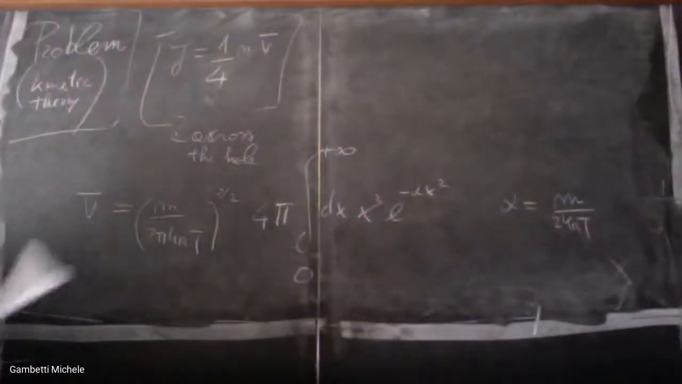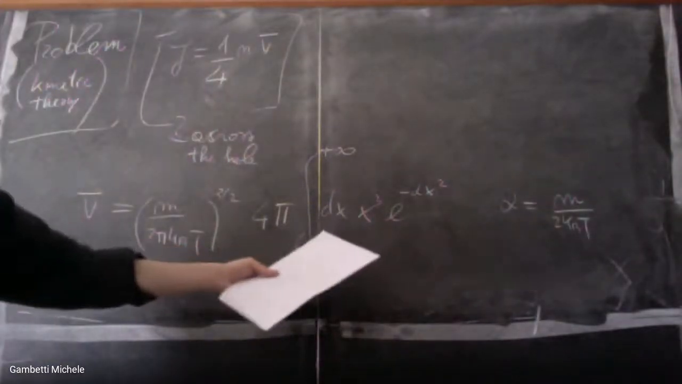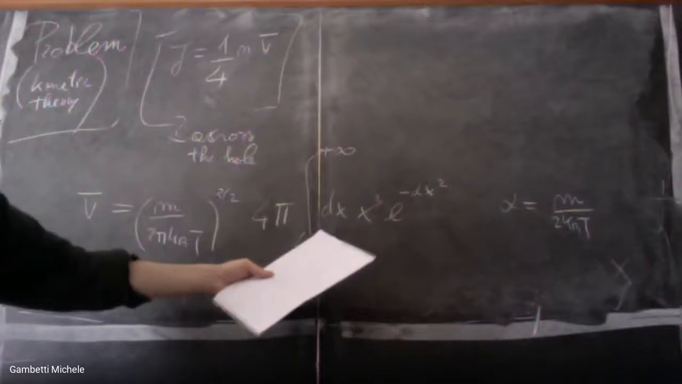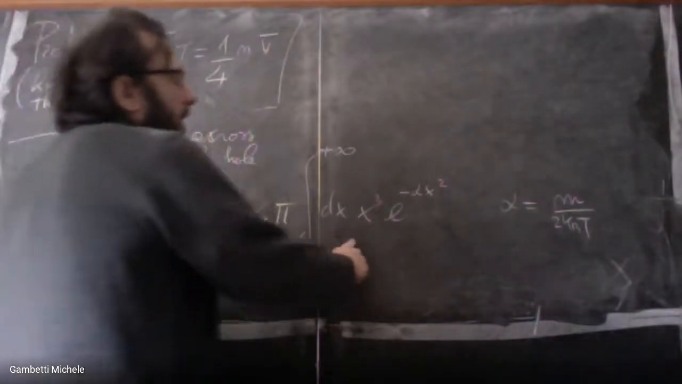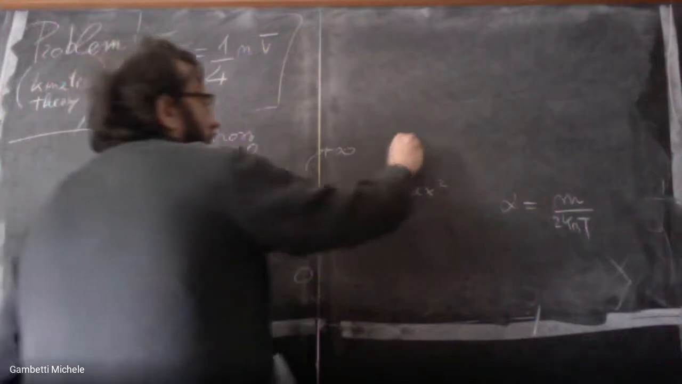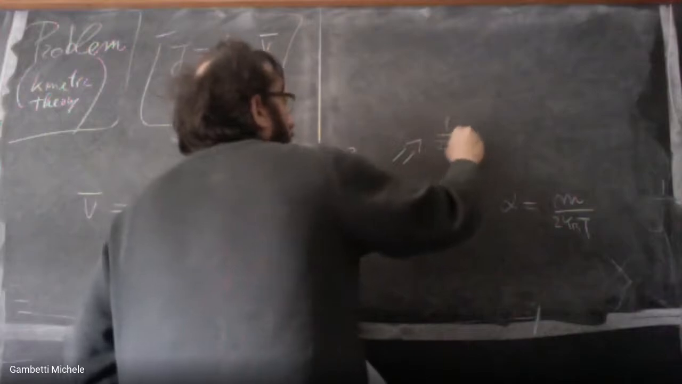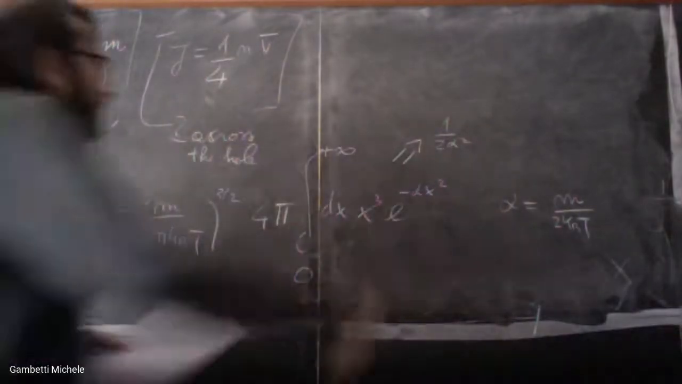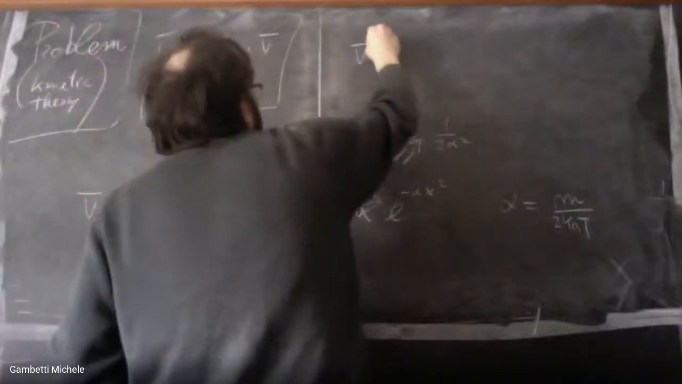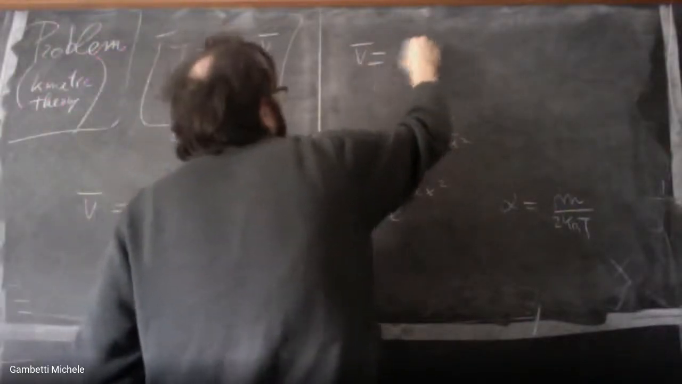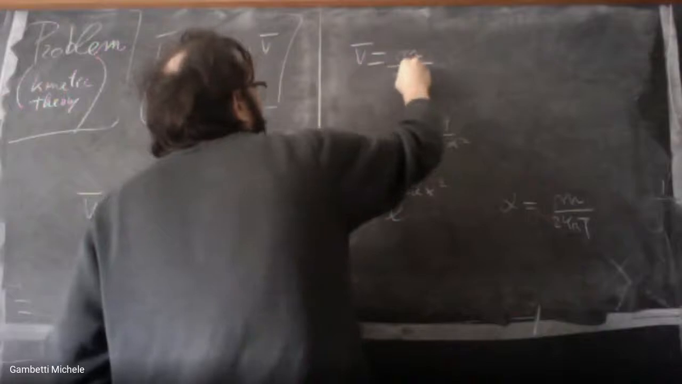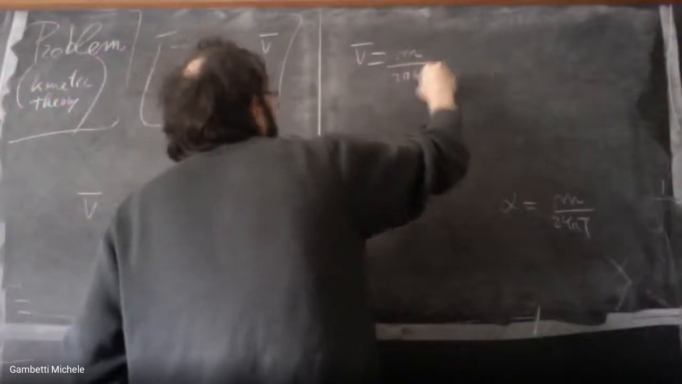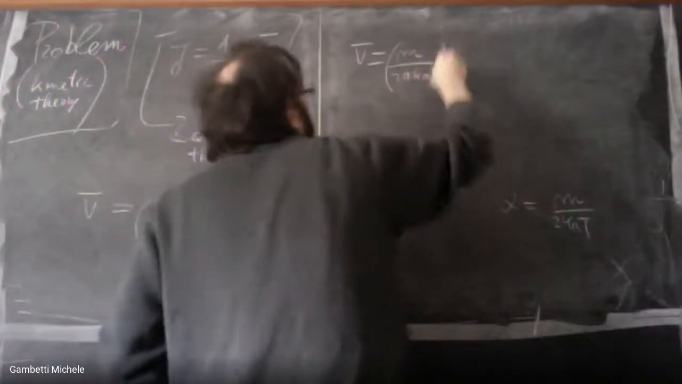Okay, so this kind of integral appears when computing the average velocity. Now, this can be done again by parts. I will not calculate these. If you do it, you get a factor of 1 divided by 2 alpha squared. And therefore, the average velocity is m divided by 2 pi kBT to the power of 3/2.